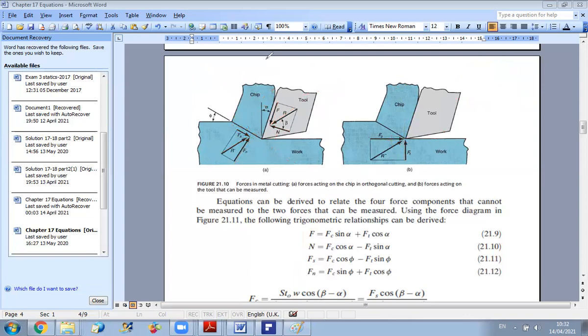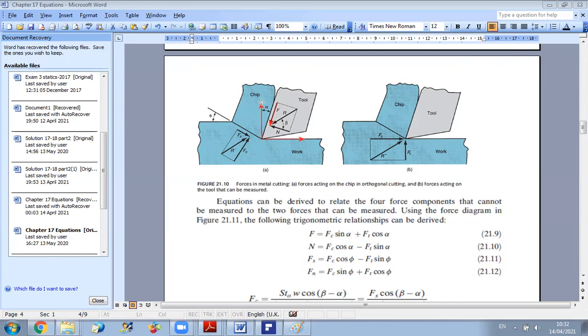So let me represent it in this way. This is F, okay? I can divide F if I want to work in this frame. I want to work in the frame of the cutting direction and the thrust direction. So it's a frame like this. Consider, so this is the cutting direction. This is the thrust direction.